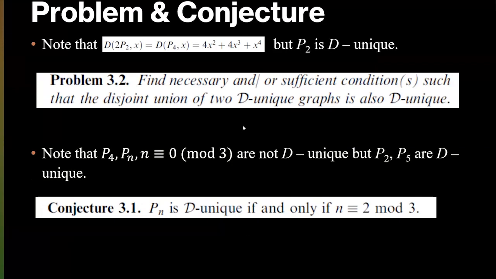Because we already know that P2 is D-unique, but the 2 copy of P2 is not D-unique. So we want to ask a question here. Find necessary and sufficient conditions such that the disjoint union of 2 D-unique graphs is also D-unique. And particularly for paths, we know that P_n with n congruent to 0 mod 3 are not D-unique, but P2 and P5 are D-unique. So my conjecture here is P_n is D-unique if and only if n is 2 mod 3.